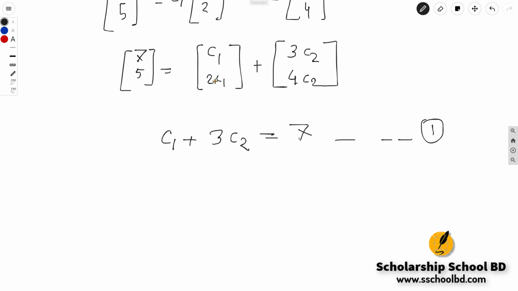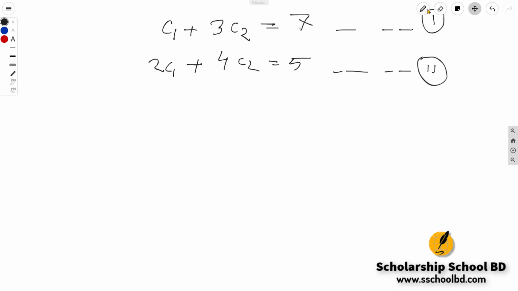And the second equation is 2c2 plus c1 plus 4c2, which is basically equal to the second element of the D matrix, which is 5. There we go. We have a linear system of equations in two variables, c1 and c2. So there are two equations and two unknowns, so it can be solved by Cramer's rule. And if we apply Cramer's rule here, we get c1 is equal to, we all know about Cramer's rule, it's very basic, so I am just applying it directly.